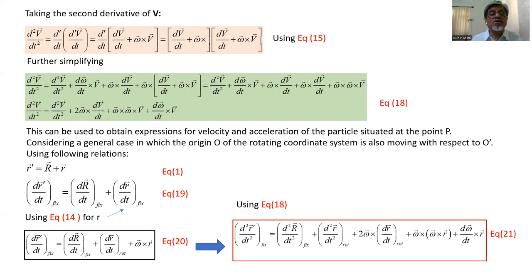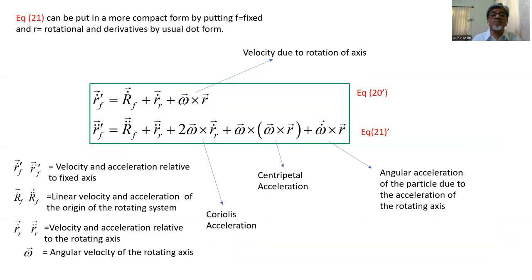Now again, using equation number 18, that is shown in a blue box above, and using that in equation number 20, we can write d2r'/dt square fixed is equal to d2R/dt square fixed plus d2r/dt square rotation plus 2 omega cross dr/dt rotation plus omega cross omega cross r plus d omega/dt cross r. That is equation number 21. So we have used equation number 20 and equation number 18 to obtain this equation.